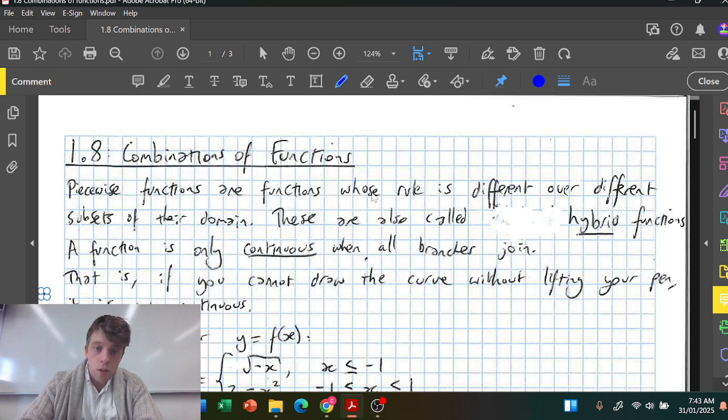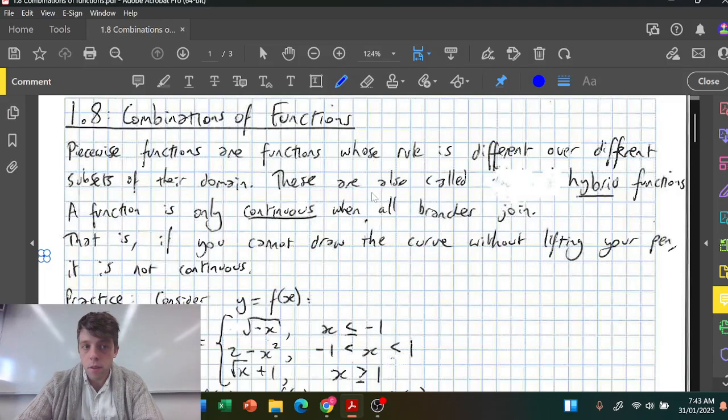Piecewise functions are functions whose rule is different over different subsets of their domain. These are also called hybrid functions. So they're hybrid functions or piecewise functions. They mean the same thing. A function is only continuous when all branches join.